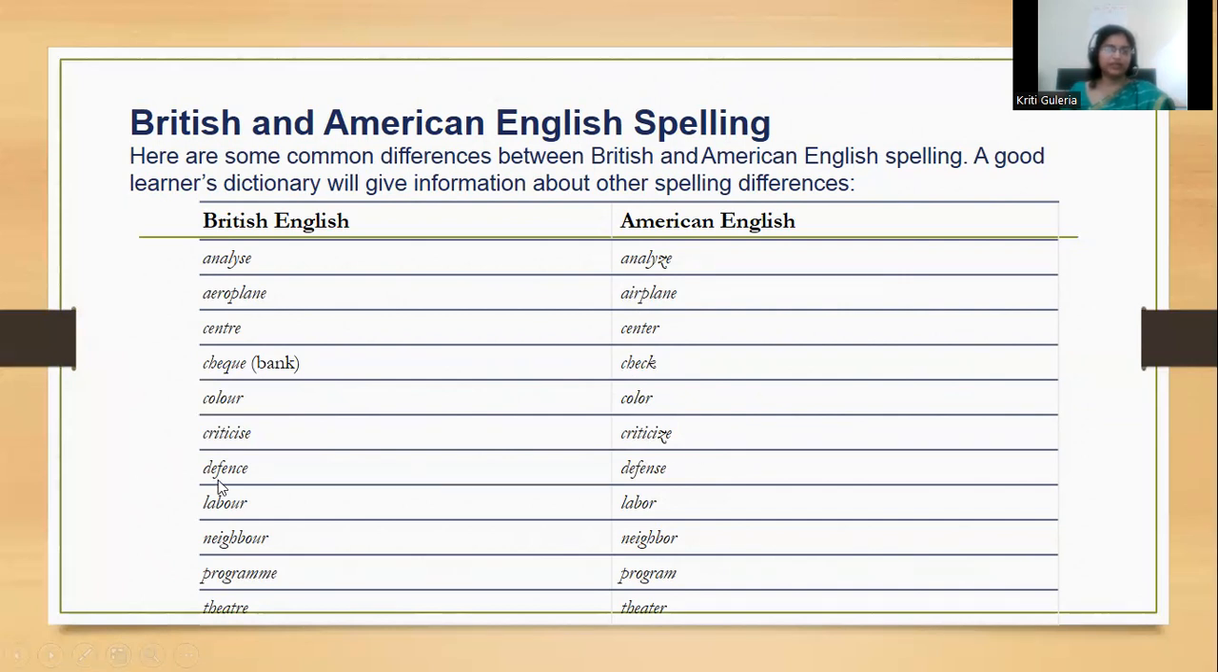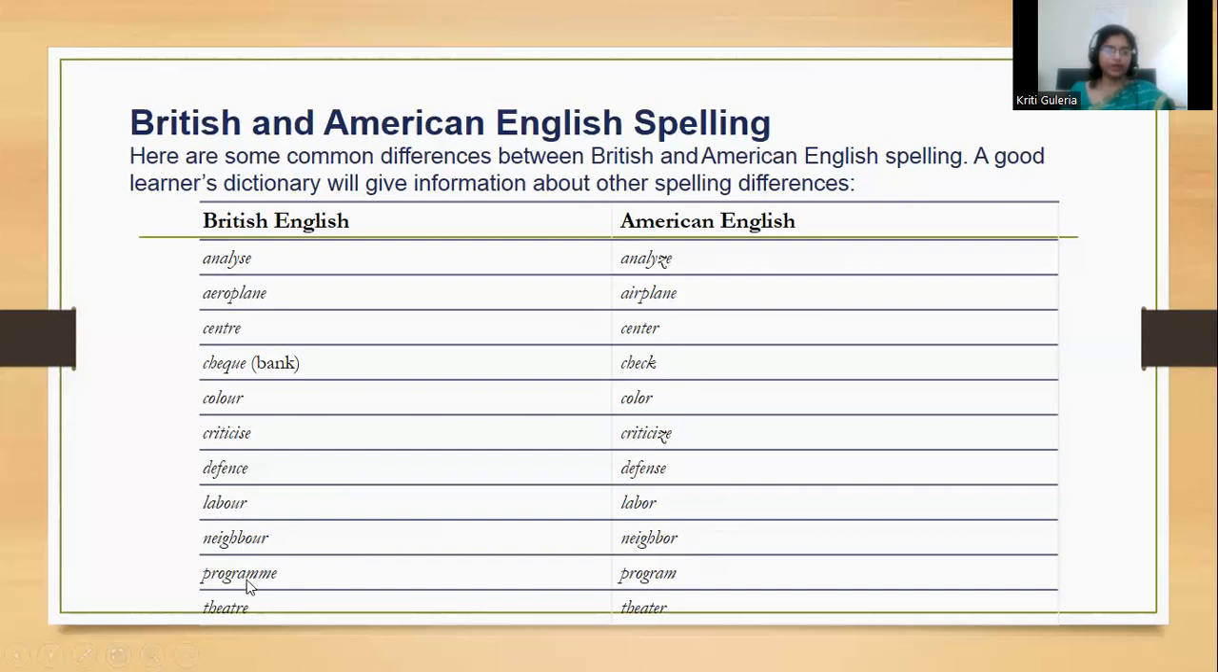Defence, D-E-F-E-N-C-E for British English and D-E-F-E-N-S-E for American English. Labour, L-A-B-O-U-R for British English, whereas L-A-B-O-R for American English. Neighbour, N-E-I-G-H-B-O-U-R, whereas for American English, it is N-E-I-G-H-B-O-R, just like labor, B-O-R, whereas under British English, B-O-U-R.